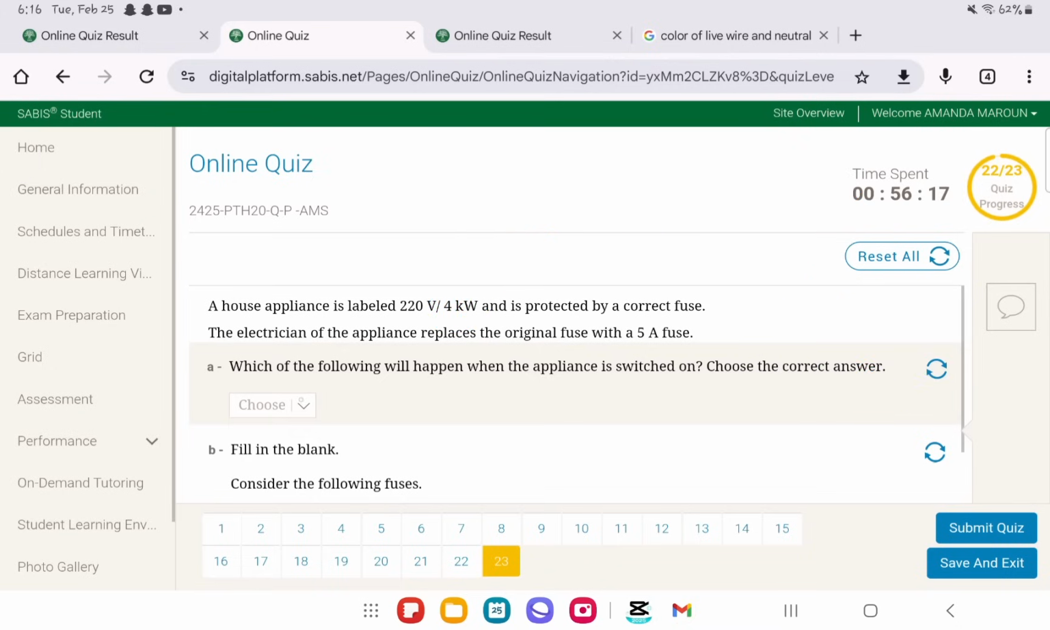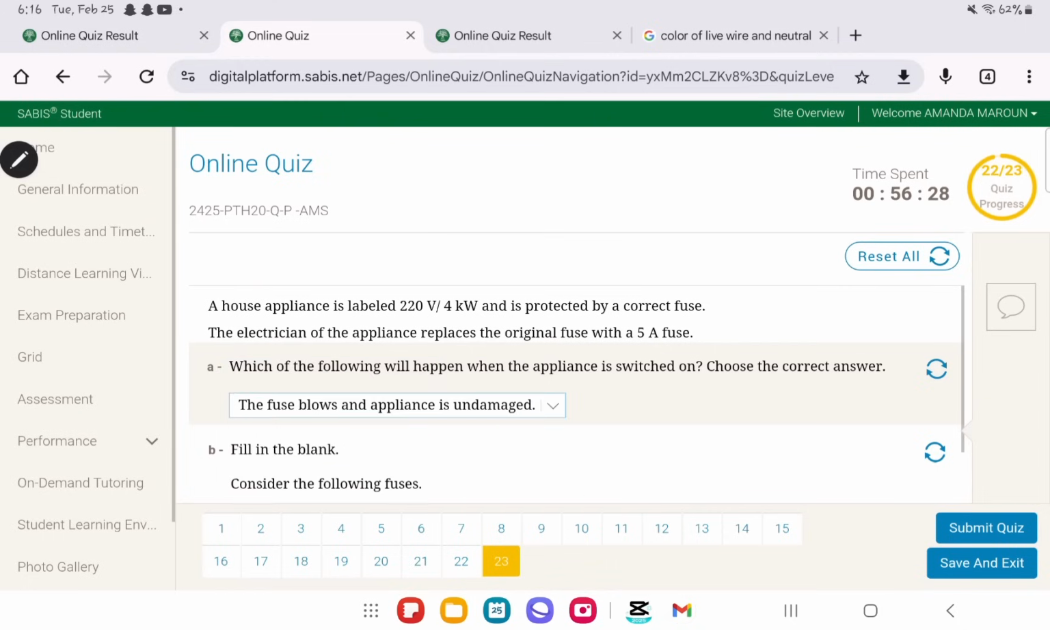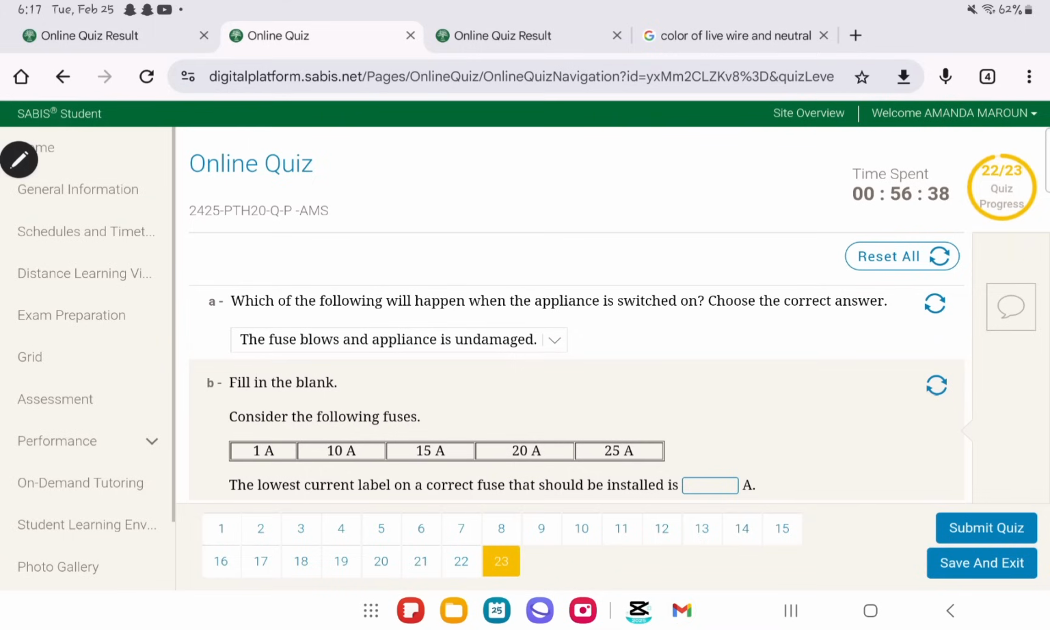And because it is too little, it will cause the fuse to explode. So the fuse is going to explode or blow, okay? So the fuse blows, however, the appliance is not damaged. The fuse blows means that it will explode or the wire will cut and it will be an open circuit. This will leave the appliance undamaged, but again, the fuse is going to explode. Now the lowest current label on a correct fuse that should be installed, we found it to be 18.2 amperes. So very simply, if you chose 20 amperes, which is the best option, then yes, it is correct, 20 amperes.